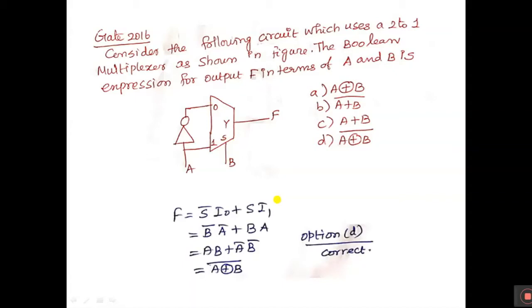So we can directly write the answer. It's a very simple question. 2 is to 1 multiplexer. B is the selection line. So B is the selection line. This input I take it as A.